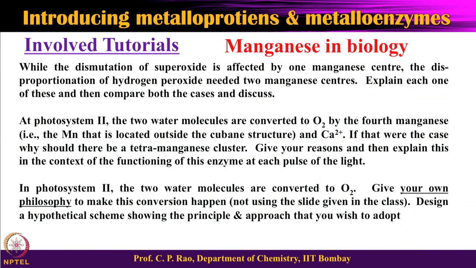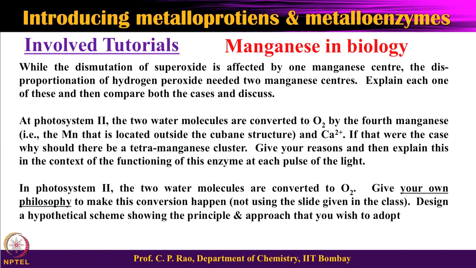All right. In the next question, it looks like I already extended the answer in the previous question itself, but we can look at it again. At photosystem 2, the 2 water molecules are converted to O2 by the 4th manganese, that is the manganese located outside the cubane structure. If you look at my slide, you will find it and calcium 2 plus. These two are the ones. If that were the case, why should there be a tetramanganese cluster? I have already answered that.